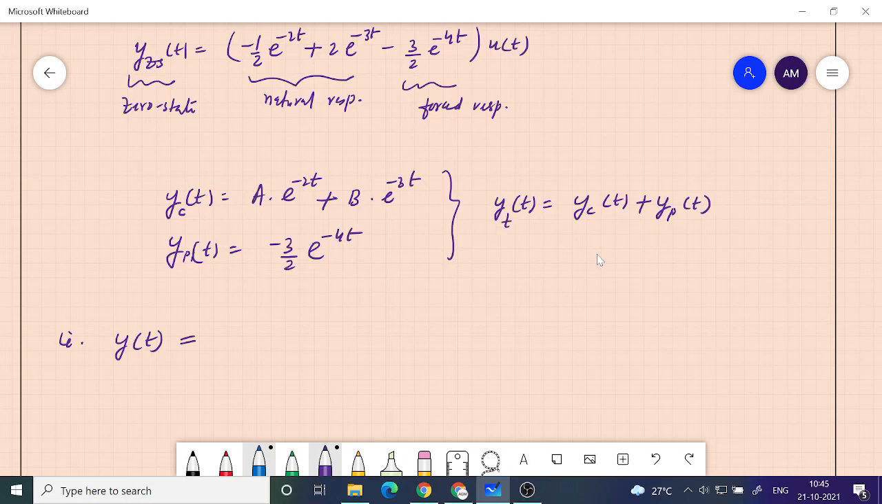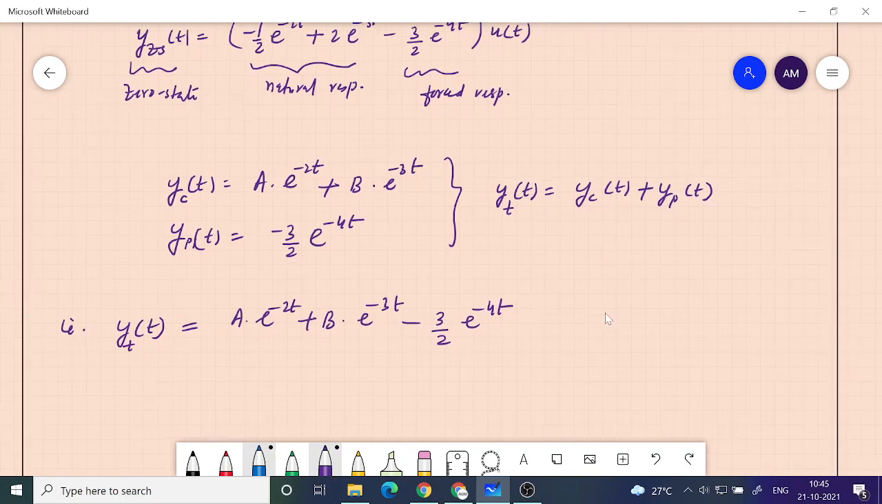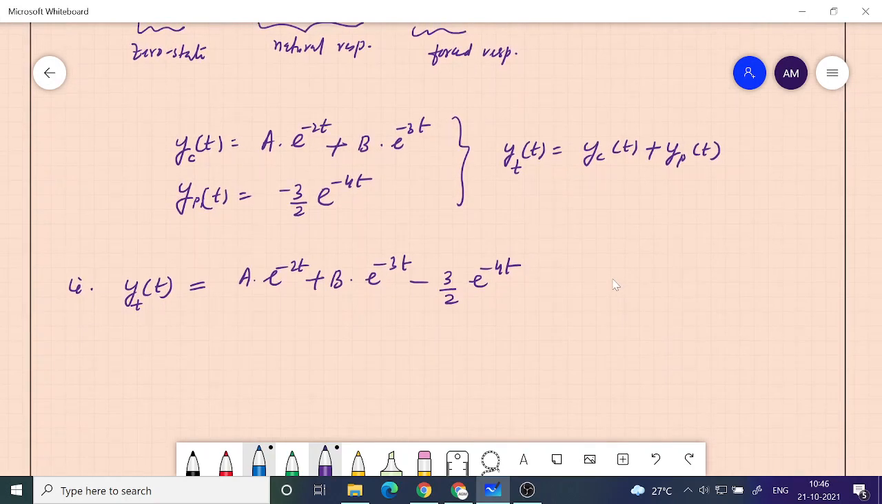The total solution is basically a e raised to minus 2t plus b e raised to minus 3t, then minus 3 by 2 e raised to minus 4t. So this is the total solution, but we still don't know what a and b are. So there come the initial conditions. You need to apply the initial conditions. This solution is valid for what? t greater than or equal to 0.